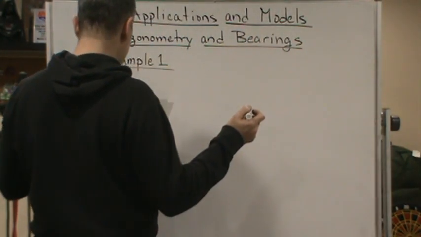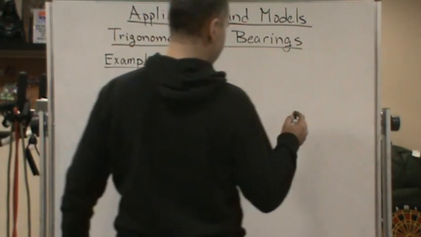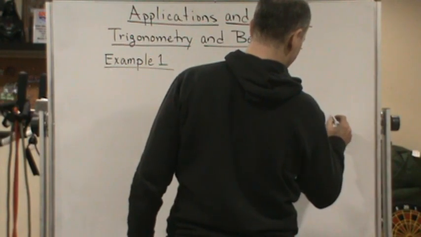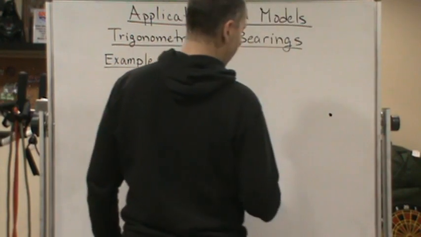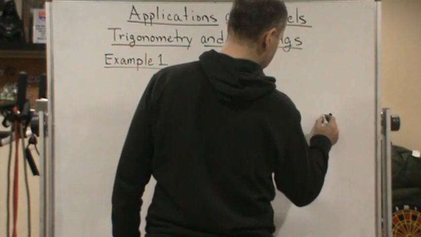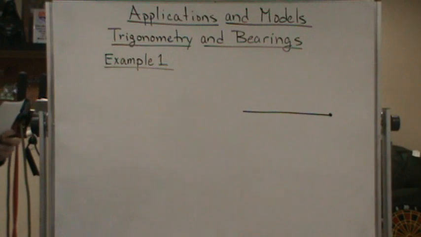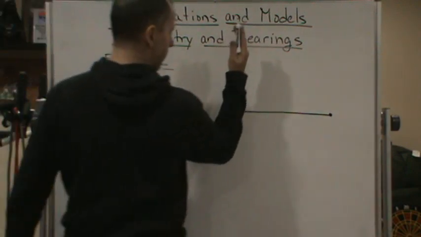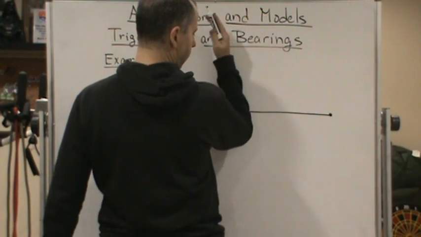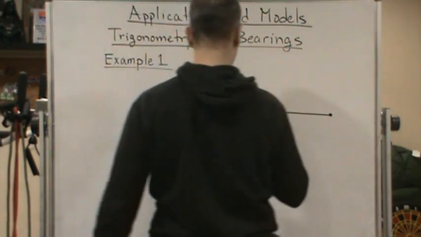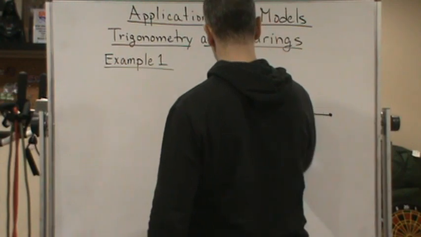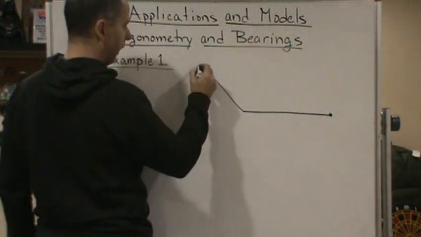So it says, we leave a port going due west, right? So let's say the port is right over here. Okay? We're going due west. We start at noon. Okay? Then at 2 p.m. it changes course to 54 degrees west of north. Okay? So here's north. We're going 54 degrees west of north. So let's say we're doing something like that, right?